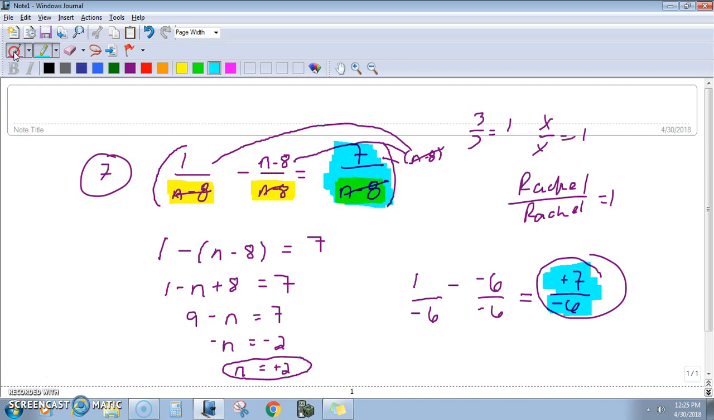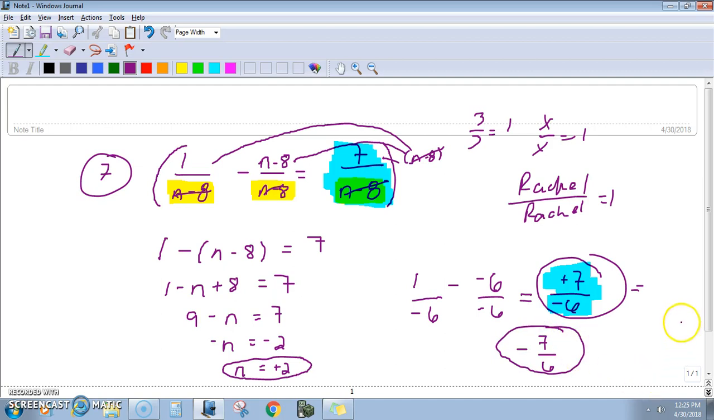Now I just want to mention, you guys, that math wants you to write this a certain way. The norm for writing a fraction that has one side negative and one side positive is you just bring the negative out. So positive 7 over negative 6 is really equal to negative 7/6. Okay, and that's technically what we're looking for there.